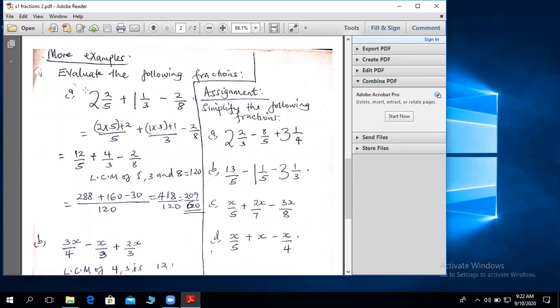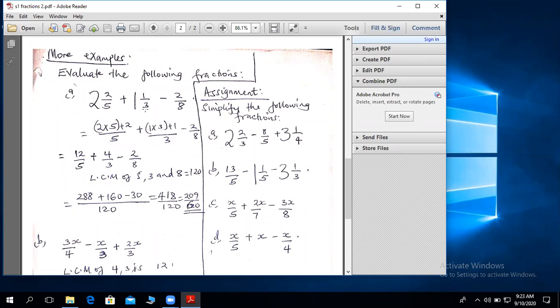And that is what we began with. How do we change this mixed fraction to an improper fraction? It's 2 times 5 plus 2. I hope you still remember that. 2 times 5 plus 2, this is 10, plus 2, it becomes 12 out of 5.